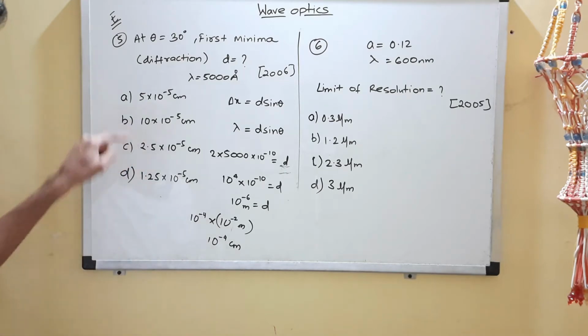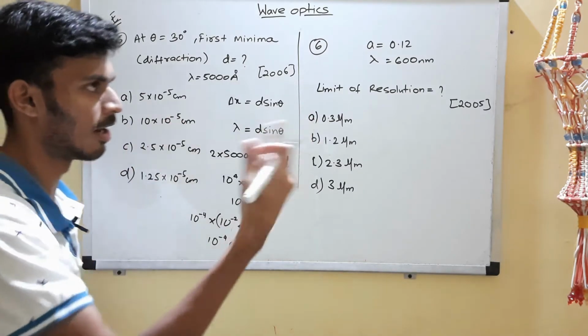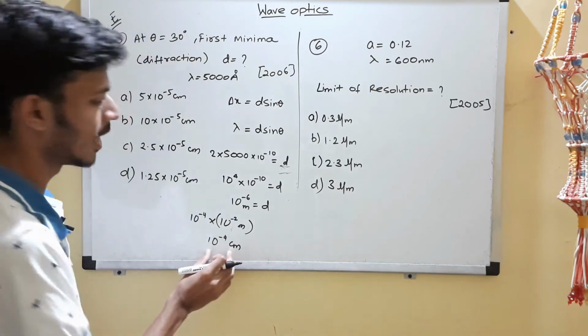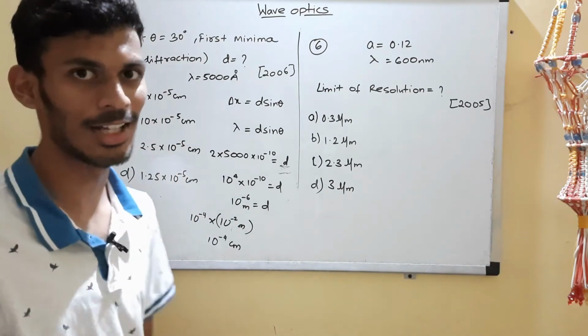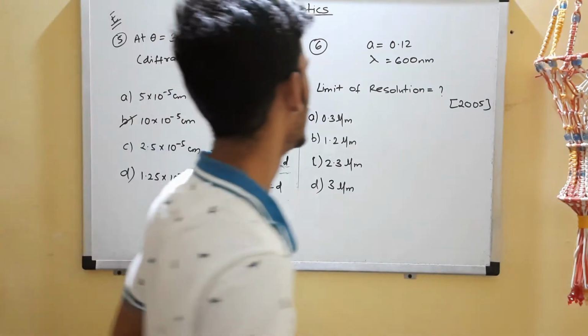If you simplify 10 into 10 to the power minus 5, that will become 10 to the minus 4, right? So option B is the correct choice over here. Okay, let's come to question number 6.